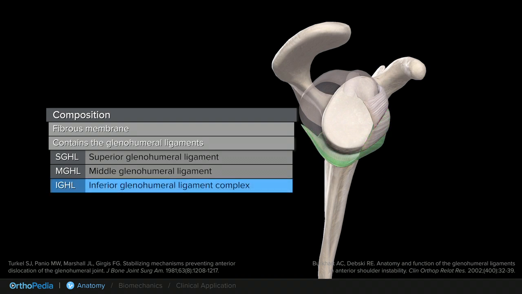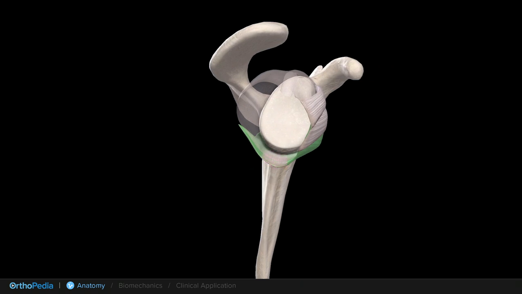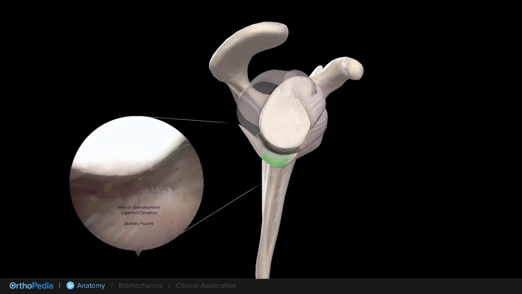The inferior glenohumeral ligament, also referred to as the inferior glenohumeral ligament complex, is the most important restraint of the glenohumeral joint, with the arm externally rotated in both the neutral and abducted positions. The IGHL can be likened to a hammock, with the anterior and posterior bands at the front and back acting as ropes that hold up the hammock in between. This so-called hammock is also referred to as the axillary pouch.